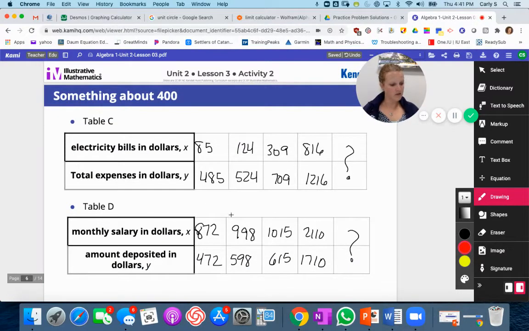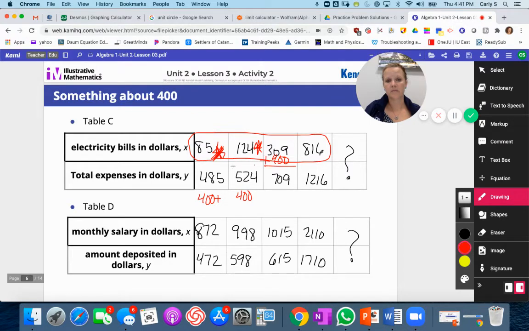Electricity bill in dollars, and total expenses in dollars. So it looks like the electricity bill is this column. And the total expenses look to be about 400 plus the electricity bill. Yeah, 400 plus the electricity bill. I should write it like this. So it looks like the 400 in this one is a constant. That's interesting.